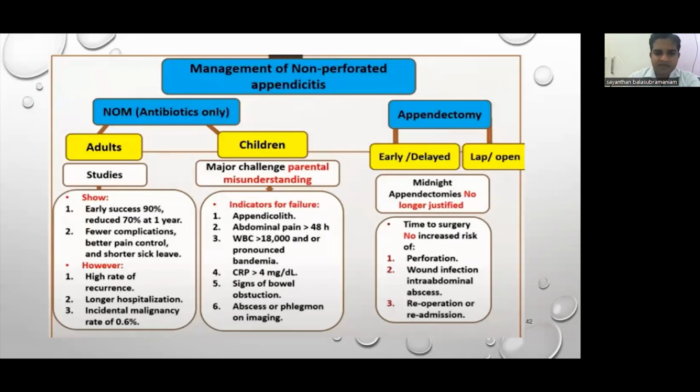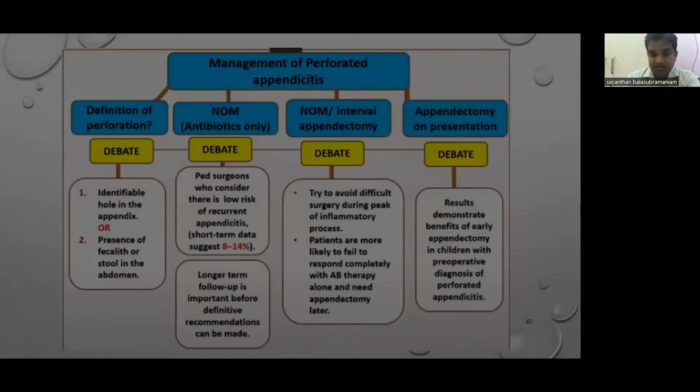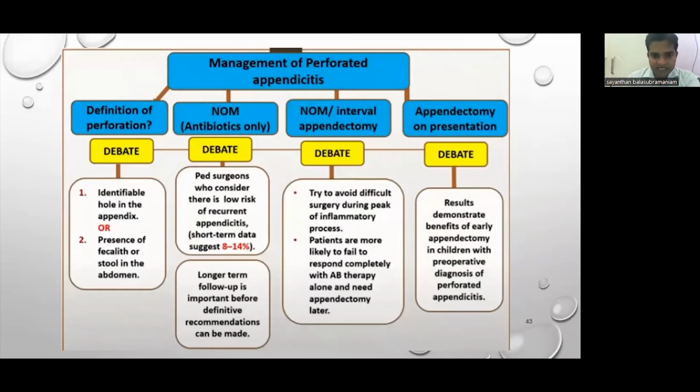This is a summary of your presentation, with some randomized trials and some basic ideas. I have mentioned earlier that we can observe and monitor, but there are chances of recurrence. So it is always better to go for surgical management as early as possible. If the presentation is late, we may think about other conditions and other management options like antibiotics, conservative management and interval appendicectomies.